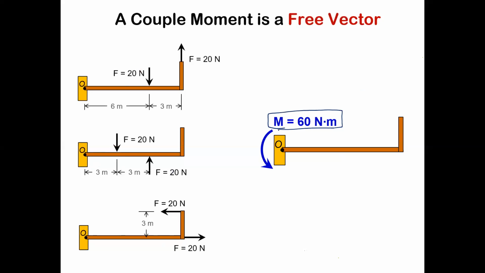Why? Because it happens so often, it's a lot easier than showing it something like this. You could represent this thing as a curlicue with 60 Newton meters, or you could represent it as a 60 Newton force separated by 1 meter, or as a 20 Newton force separated by 3 meters. What really matters is the net product of the force times the separation distance.